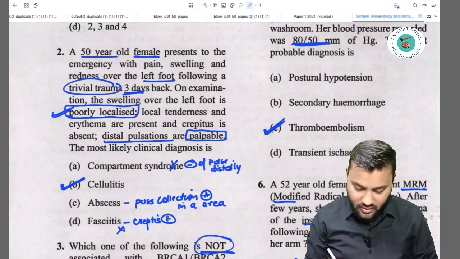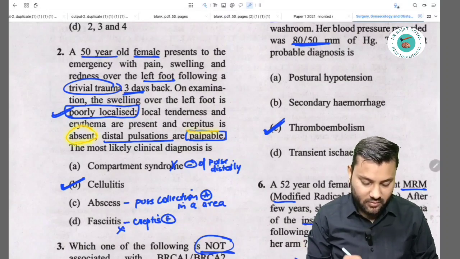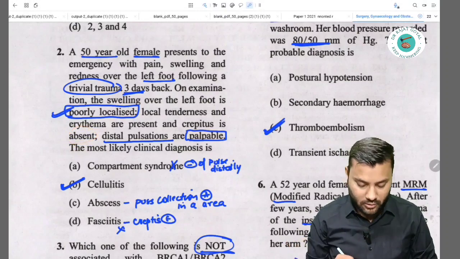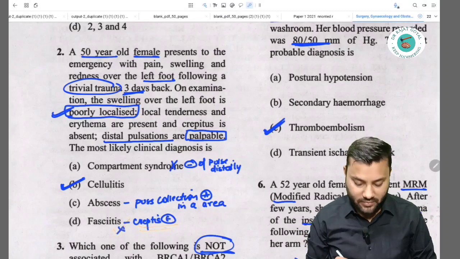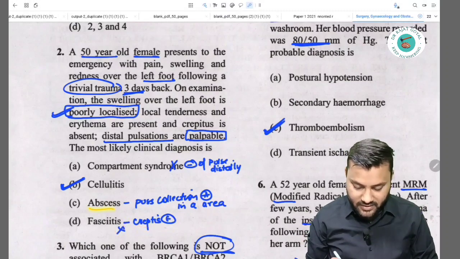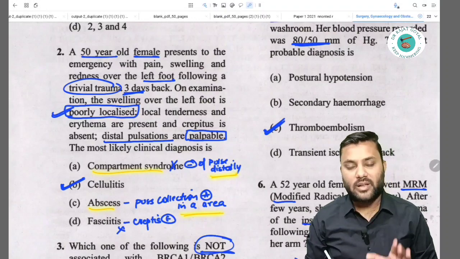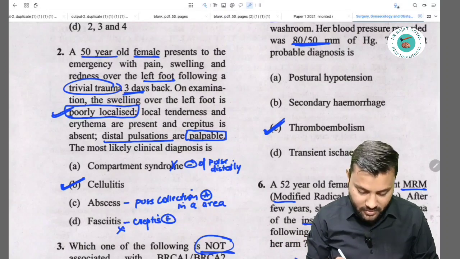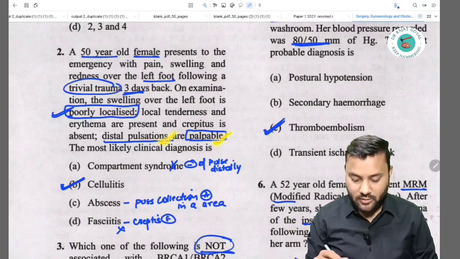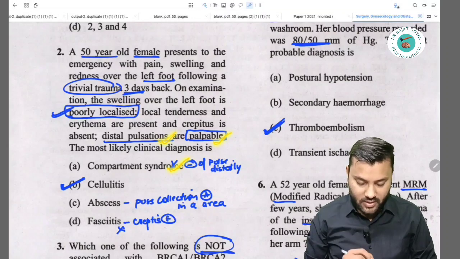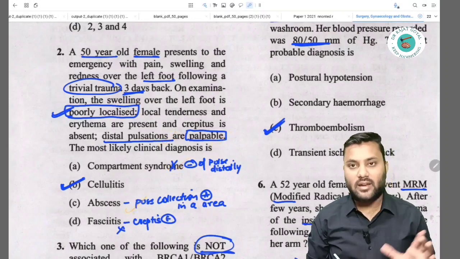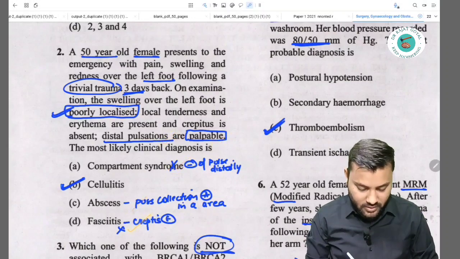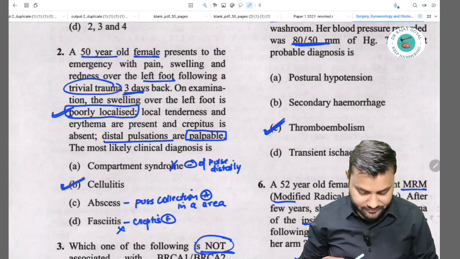So when crepitus is not present, then we have to go for cellulitis, because if we talk about fasciitis, then crepitus is present in fasciitis. In abscess, pus collection is present, and in compartment syndrome, there is an absence of distal pulses, but here the distal pulsations are palpable. So the answer cannot be compartment syndrome, cannot be abscess, and cannot be fasciitis. So here the answer will be cellulitis.